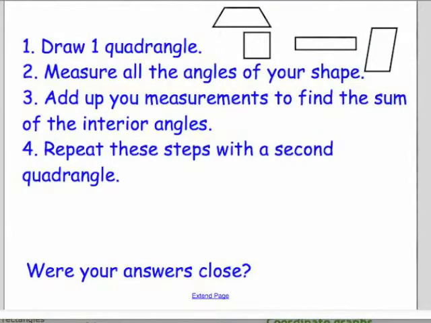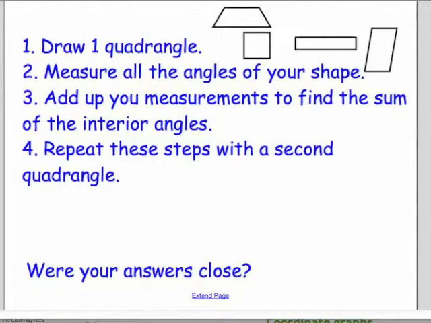I want you to take another piece of paper, and on that piece of paper I want you to draw, or you can do it on a whiteboard, a quadrangle. Any four-sided figure, also known as a quadrilateral. I want you to measure the angles of your shape and then add them up to find the sum of the interior angles, kind of like we did the triangle earlier. And I want you to do that twice with two different quadrangles. So you can do like a trapezoid, then a square, or a rectangle, then a parallelogram. You can definitely use your geometry template to help you draw these nicely. Okay, go ahead and do that now.